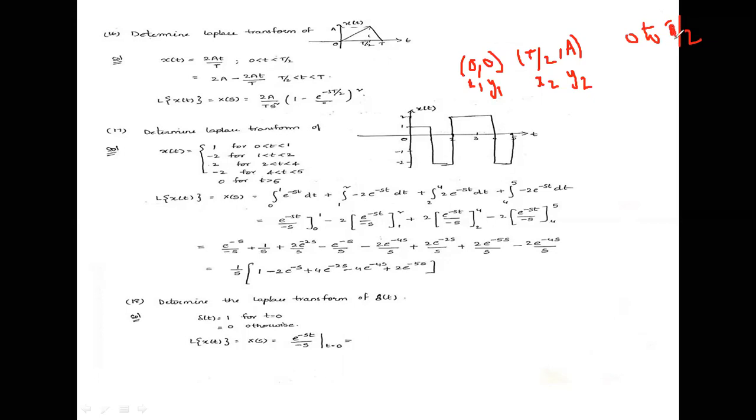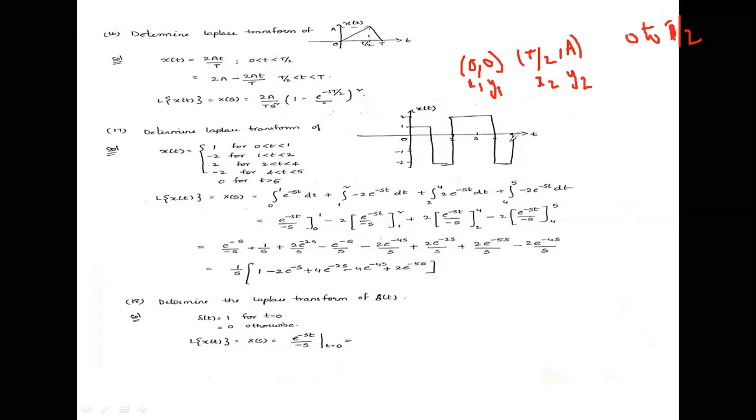What are the coordinates here? First one is 0, 0 for the slope, x1, y1. And second, with the range here, the t by 2 is the x value and y value is A. So x2, y2. This is in the range of 0 to t by 2, my dear students. T by 2 coordinates. Not the pi by 2, t by 2.